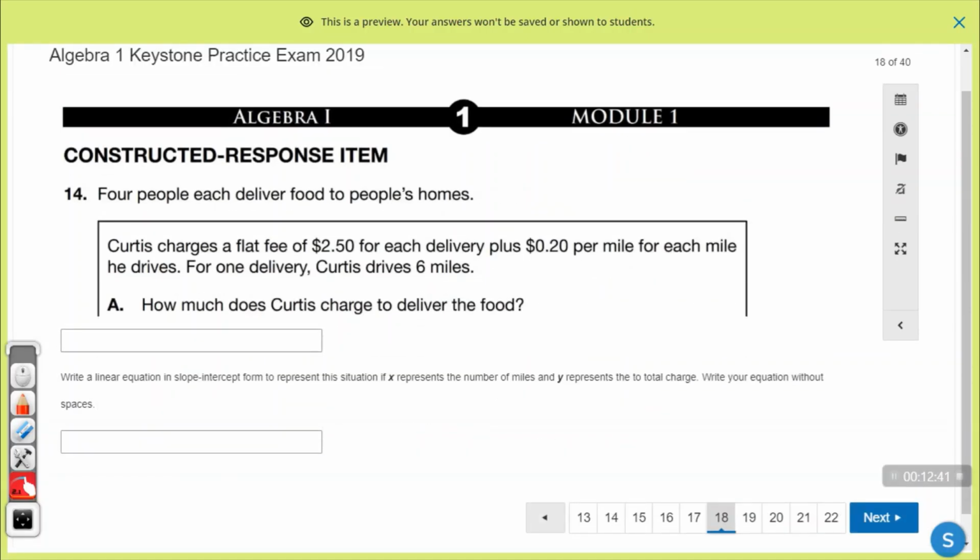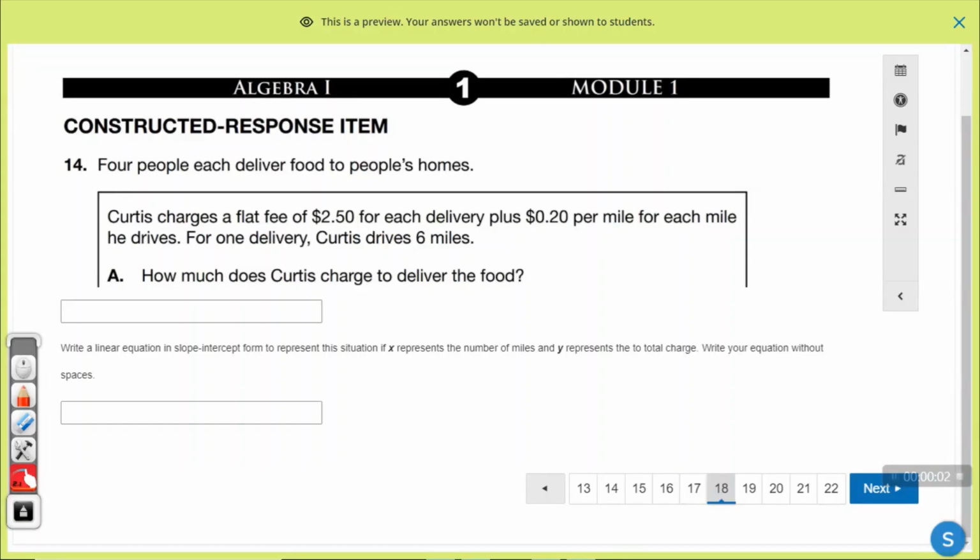Taking a look at our next constructed response item, number 14. Four people each deliver food to people's homes. Curtis charges a flat fee of $2.50 for each delivery, plus 20 cents per mile for each mile he drives. For one delivery, Curtis drives 6 miles. How much does Curtis charge to deliver the food?